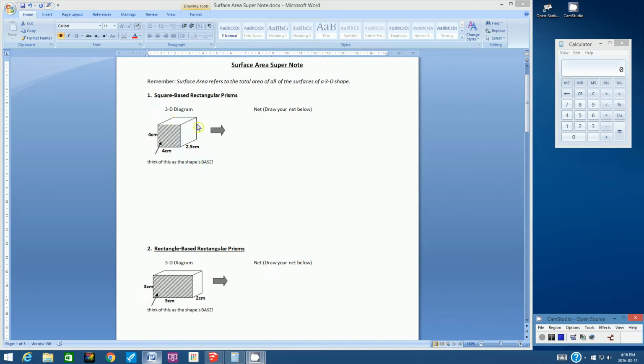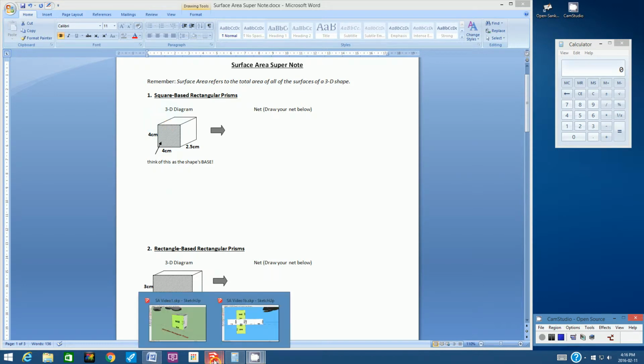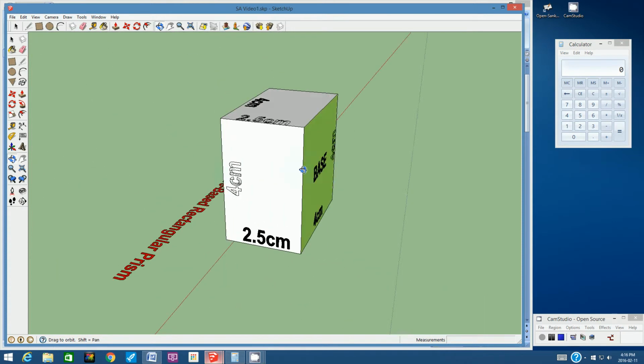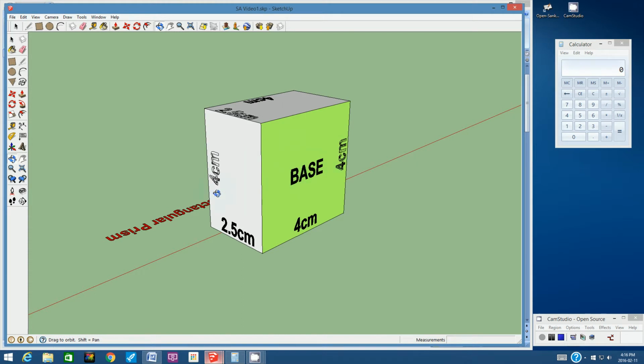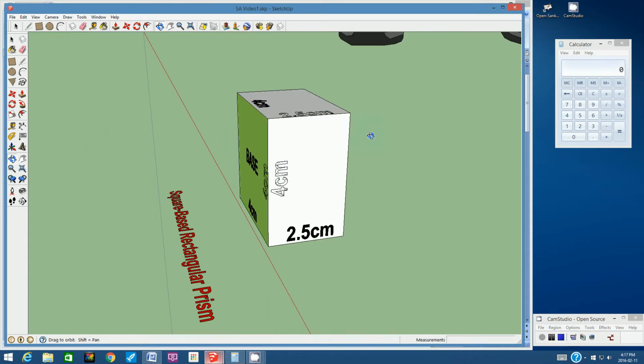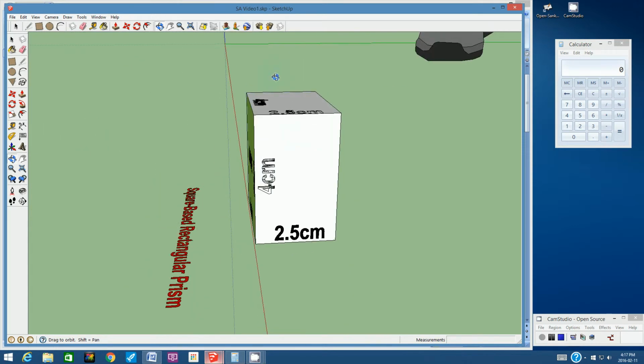So if we were to draw this shape in SketchUp 8 or in 3D space, what would it look like? Well, it would look like this. We have a 4 by 4 square as its base. We also have a congruent opposite base on the opposite side. We have a depth of 2.5 centimeters. And these two green bases are connected by 4 rectangles that go around the shape.